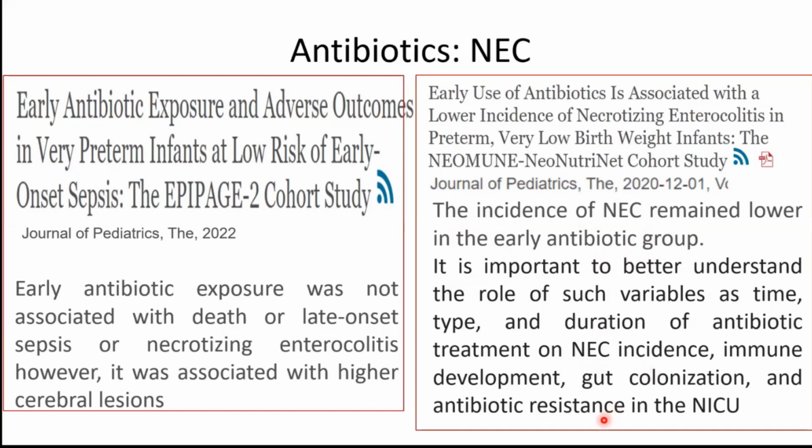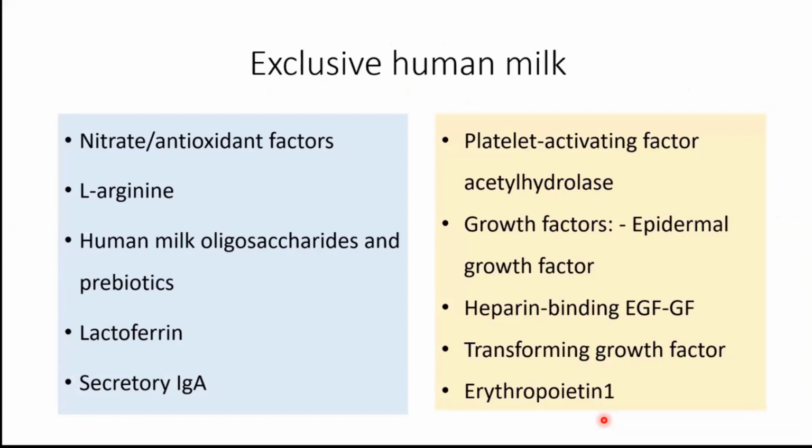So empirical use of antibiotics should be discouraged, and rational use of antibiotics should be done in all newborns. Exclusive human milk is the most important preventive strategy for NEC. There are several factors in human milk which are bactericidal, immunologic, and anti-inflammatory, like nitrate, L-arginine, human milk oligosaccharides and prebiotics, and lactoferrin. Breast milk also contains growth factors like epidermal growth factor and heparin-binding growth factor, which deactivate toll-like receptor 4, which is the key mediator of NEC pathogenesis.